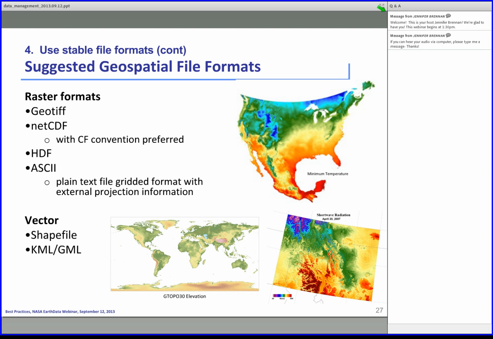Shane will talk more about this in part 2 on geospatial data and show some examples of all these different types. For vector data, we recommend shapefiles or else the Google KML file for formatting those. We feel that those will be readable on into the future, which is really important.